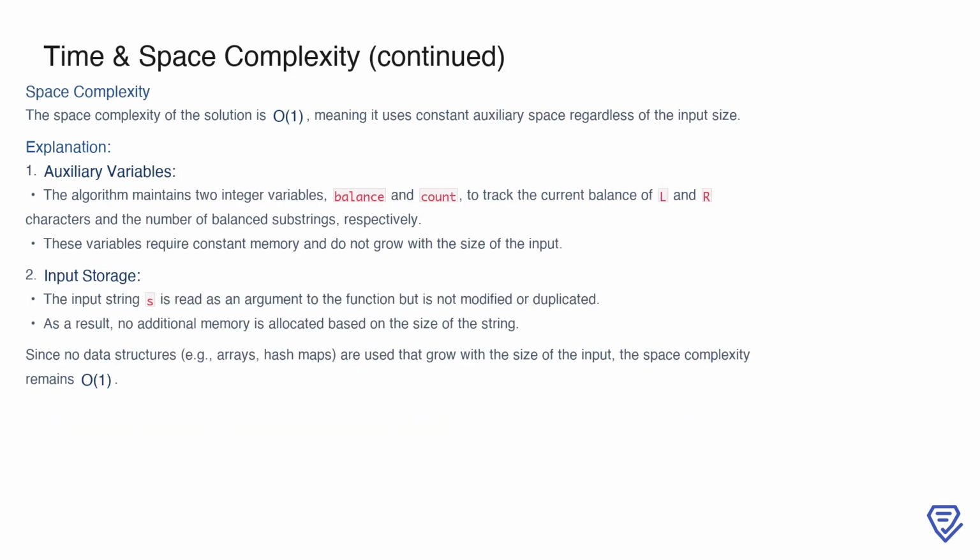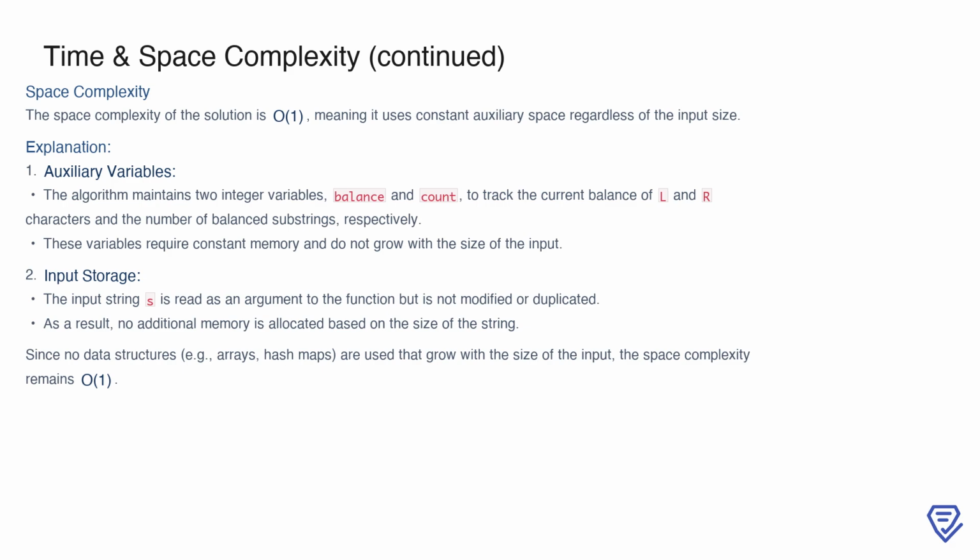The space complexity of this solution is O(1), meaning the algorithm uses a constant amount of additional memory regardless of the input size. This is due to the fact that only 2 auxiliary variables are maintained throughout the execution, balance and count. The balance variable tracks the difference between the number of L and R characters as the string is traversed, while the count variable keeps track of the number of balanced substrings found. Since these variables are integers, they occupy a fixed amount of memory.